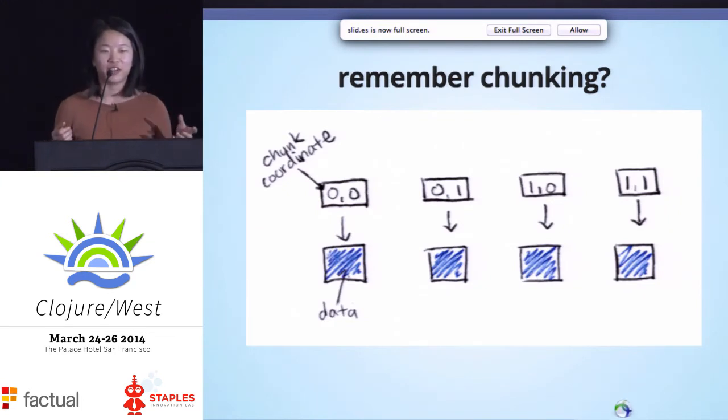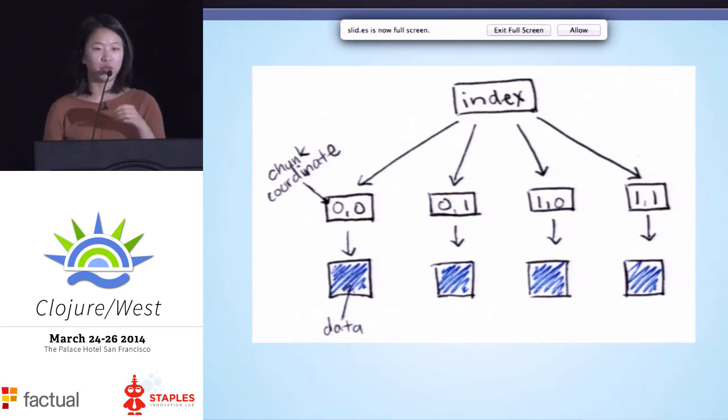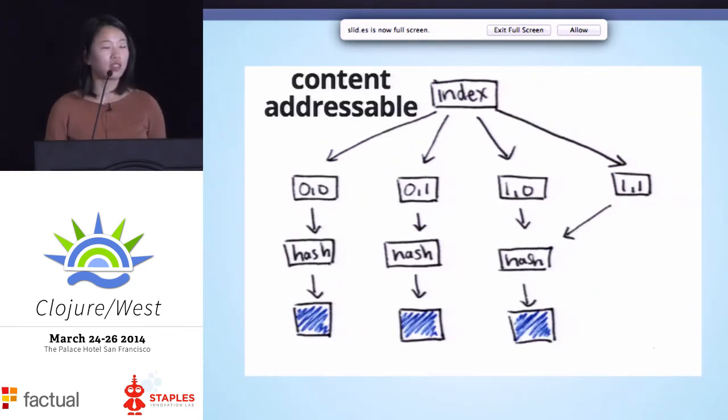Remember chunking. Say we have a two-dimensional chunk. We have some chunk coordinate that tells you where that chunk was, that points to some binary data. And maybe we want to have an index to keep track of that data. But what if the data is the same for each binary? We wanted to avoid duplicating the data. We can solve this by hashing the data. This makes it content addressable.